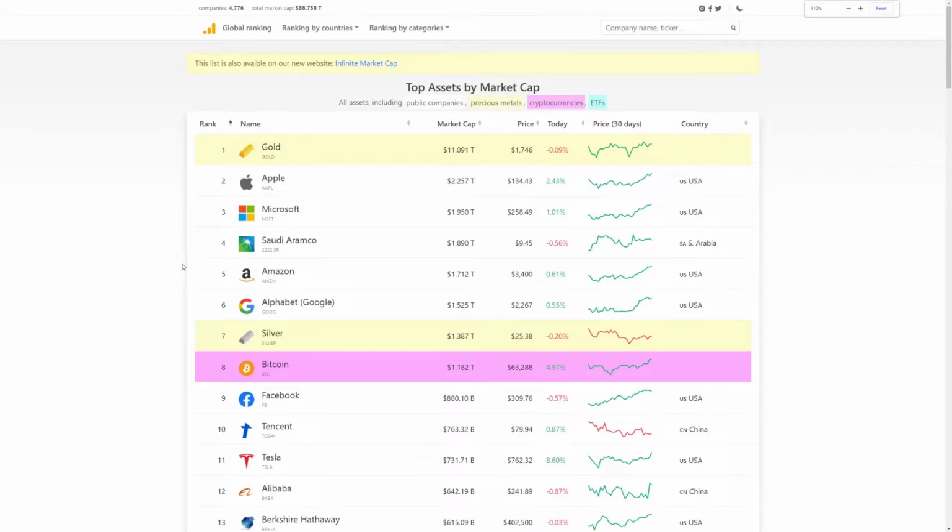This is an interesting chart because I never quite realized how large the market cap on gold is. It makes sense. Silver as well, 1.38 trillion at number 7, and then that puts Bitcoin in 8th at 1.182 trillion total market cap right now, and that is at a current price of $63,288, up 5% today. Yep. It's swinging with the big boys and girls. It's in the big leagues.